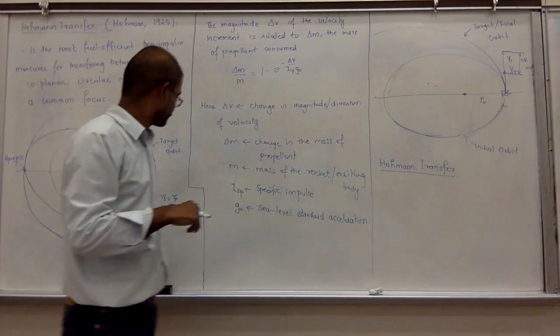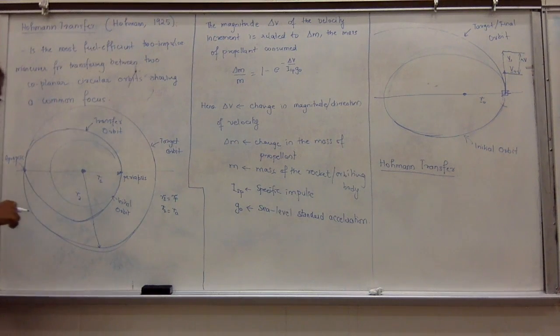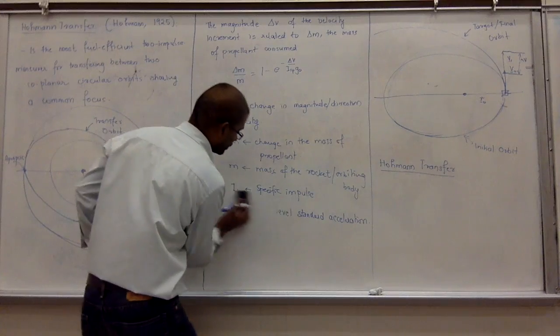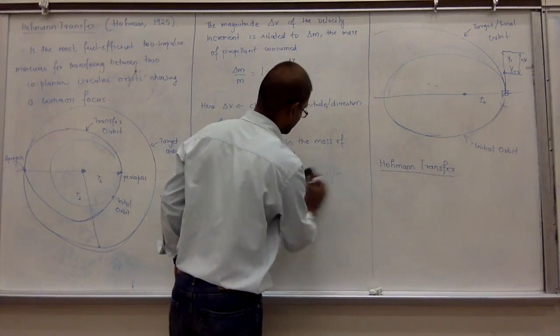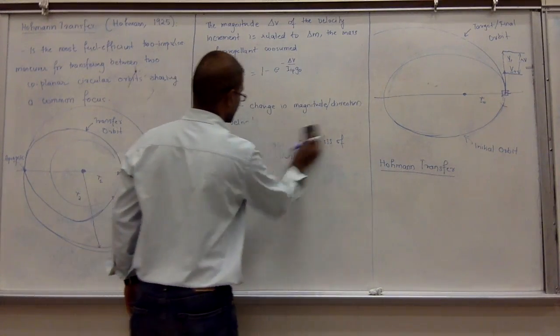So our transfer orbit is not a circular orbit. The transfer orbit itself is an elliptical orbit. But why does it go back around? Why doesn't it just go out there and stay out there?